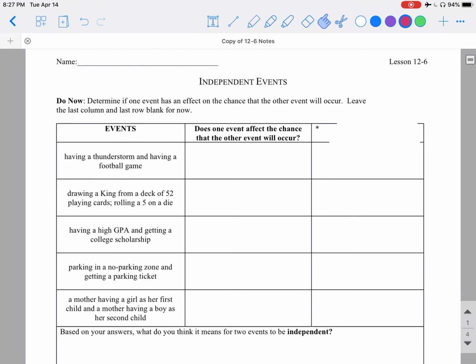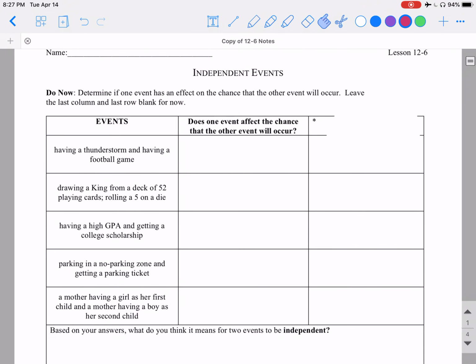So if you want to take a second and pause the video and just fill in the first column where it says, does one event affect the chance that the other event will occur? And I'll put the answers up. Okay, so hopefully you got the same answers here.